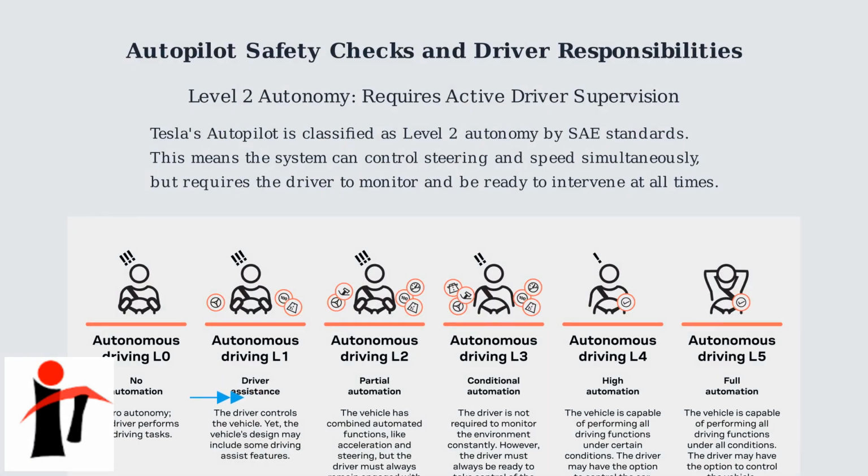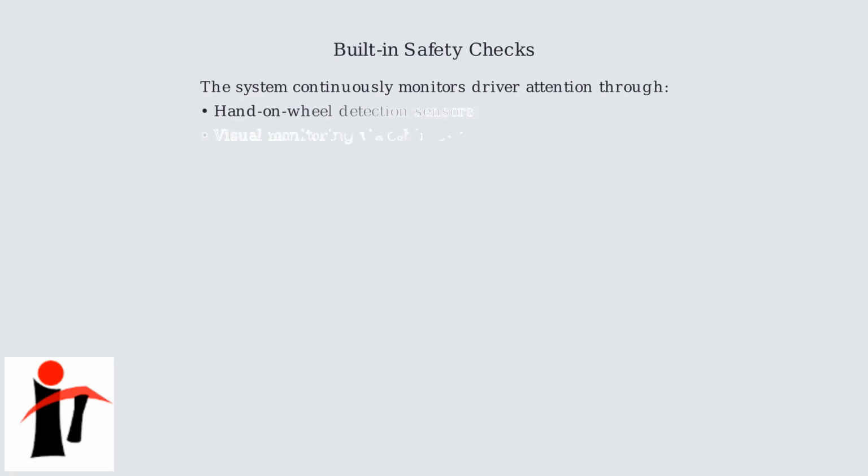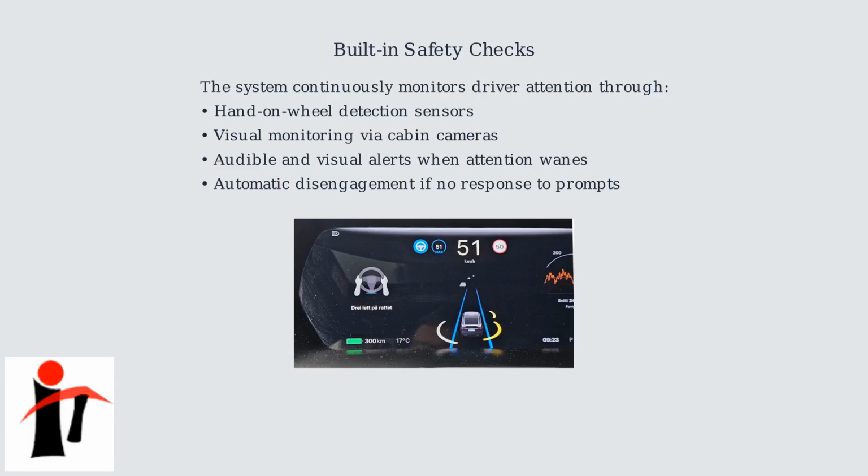This classification means the system can simultaneously control both steering and speed, but it critically requires active driver supervision throughout the entire driving experience. Built-in safety checks ensure drivers remain engaged. The system uses hand-on-wheel detection sensors, cabin cameras for visual monitoring, and provides audible and visual alerts if your attention appears to wane. If you don't respond to prompts, Autopilot will automatically disengage.